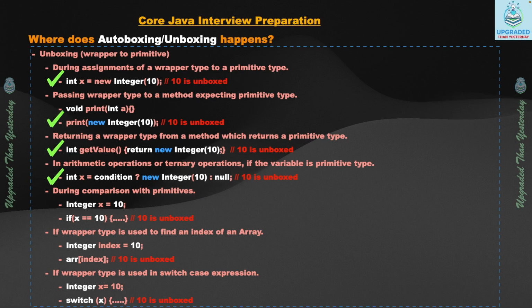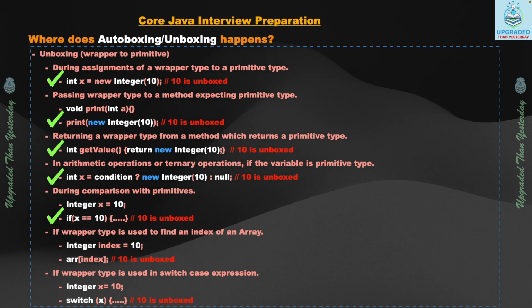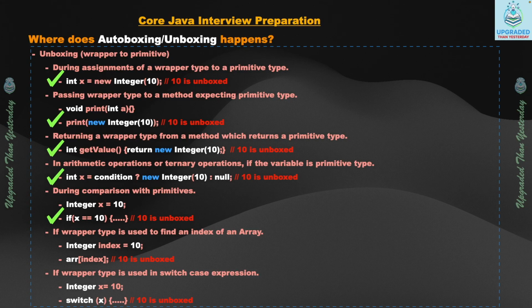Unboxing happens during comparison with primitives. For example, look at the code. The wrapper variable x is getting compared with a primitive value 10. Here the value of x will get unboxed first before comparison. Unboxing happens if the wrapper type is used to find an index of an array.